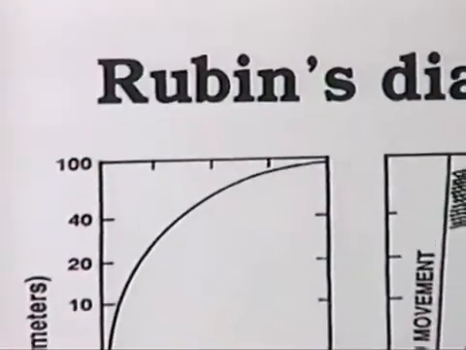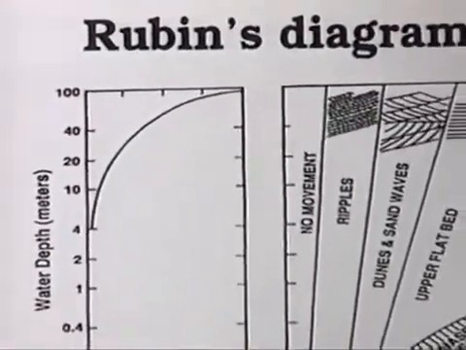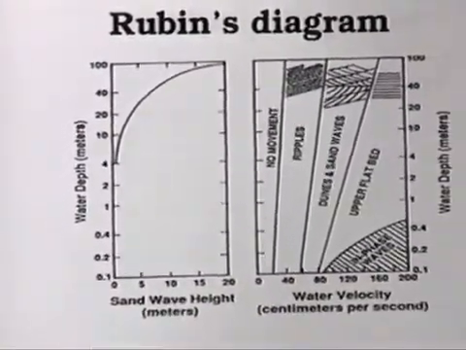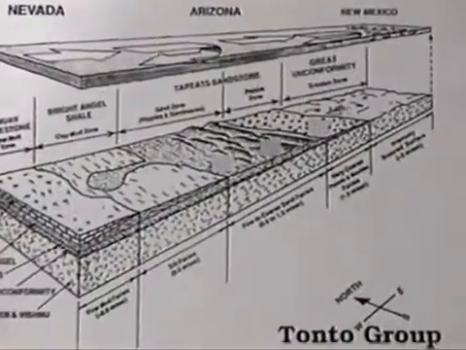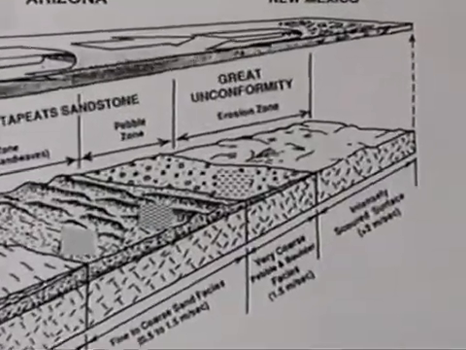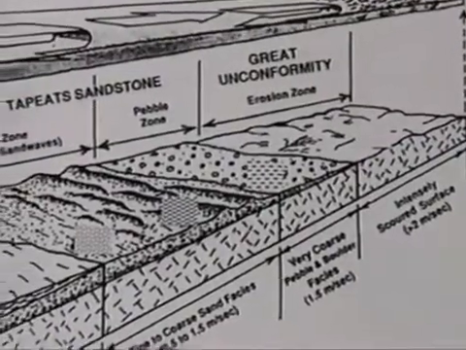Rubin summarized these relations diagrammatically, showing the speed of current, depth of water, and size of sedimentary particles necessary to produce the different structures found in sedimentary deposits. Having recognized the same structures in sedimentary rocks as those in Rubin's diagram, Austin applied the relationships shown in the diagram to the Tonto Group in the Grand Canyon.